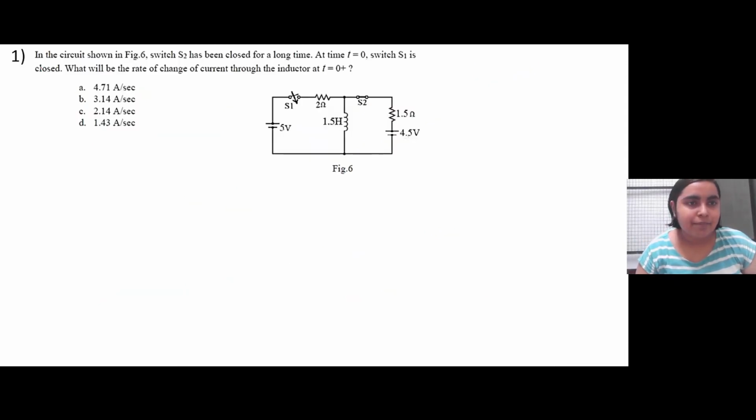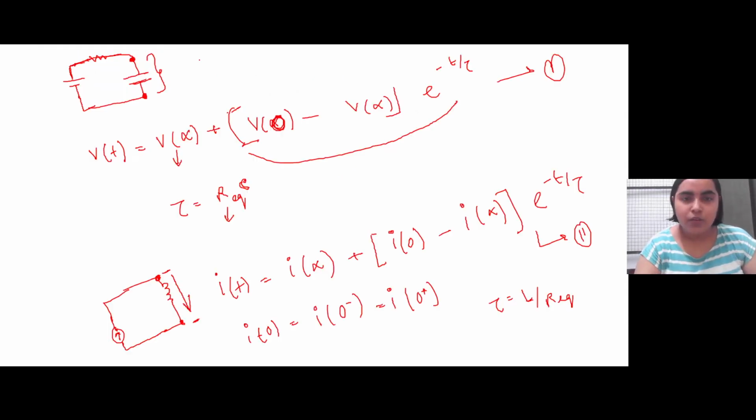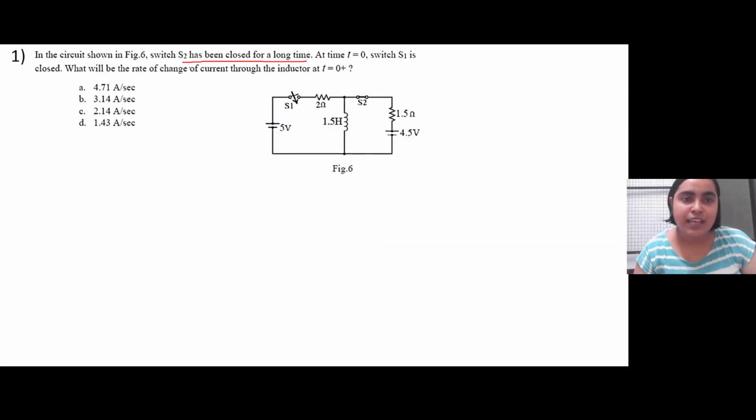It is given in this particular circuit that S2 has been closed for a very long time. That means it has reached steady state. This v0 and v infinity, whichever I have mentioned, totally depends on the switching, when we close the switch after the circuit has reached a steady state. In this case, S2 has been closed for a very long time, and S2 is this particular switch.